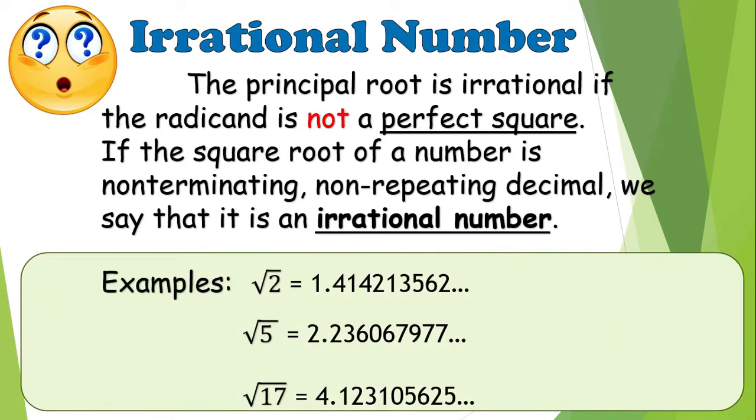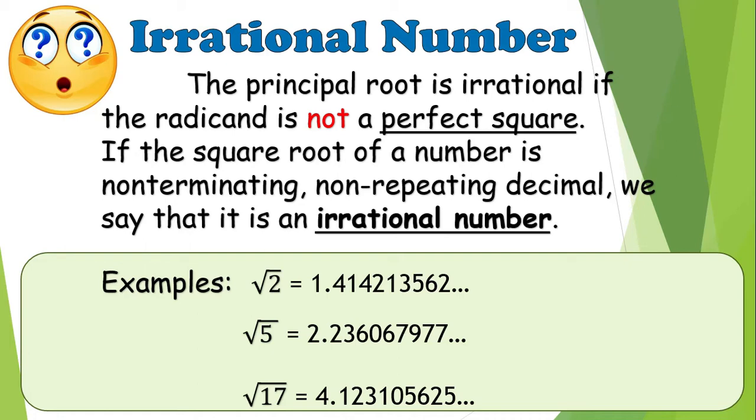Okay, so we have examples here. Square root of 2, where 2 is not a perfect square, that's why the answer or the principal root is an irrational number. Then again, we have the square root of 5, where 5 is not also a perfect square, that's why its principal root is an irrational number. And we also have the square root of 17, where 17 is not a perfect square, that's why the principal root is also an irrational number.